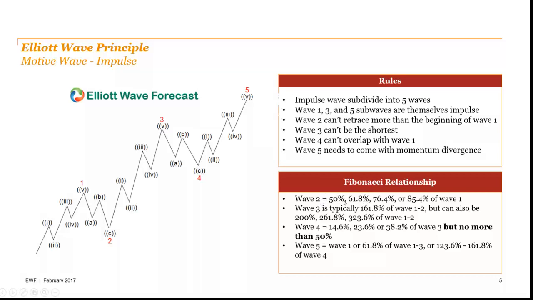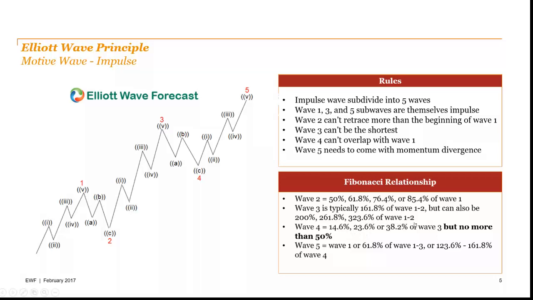Now wave 3 is typically the longest and the strongest. Typically it is around 161.8, but it can be longer than that. It can be 200%, 261.8, 323, and so on. Wave 4 typically, 80 to 90% of the time, is between 23.6 and 38.2% of the wave 3, but no more than 50%. This is the rule that we have in our company.